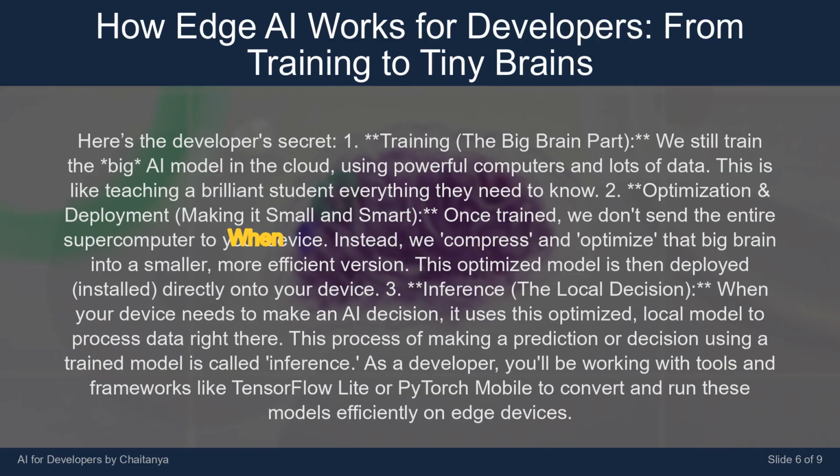3. Inference. The local decision. When your device needs to make an AI decision, it uses this optimized, local model to process data right there. This process of making a prediction or decision using a trained model is called inference. As a developer, you'll be working with tools and frameworks like TensorFlow Lite or PyTorch Mobile to convert and run these models efficiently on edge devices.